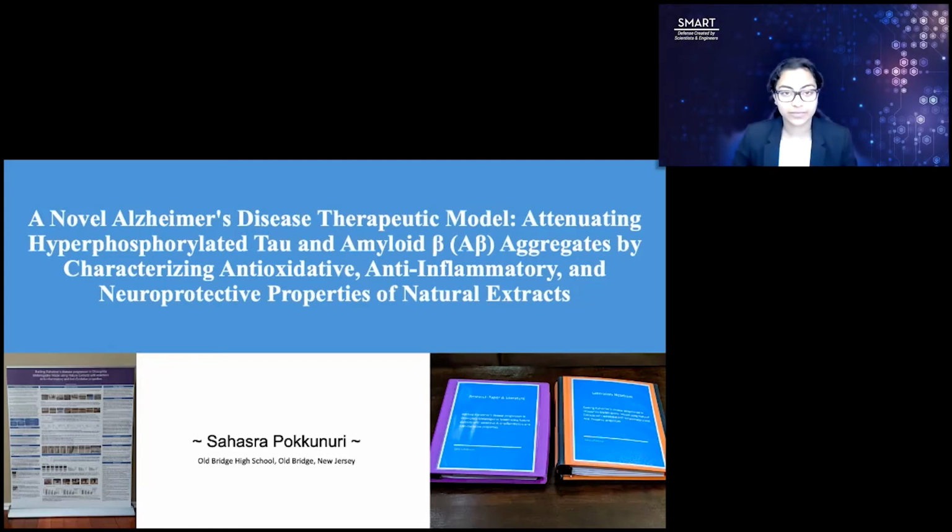Hi, I'm Sahasra Pokunuri, and my project is a novel Alzheimer's disease therapeutic model attenuating hyperphosphorylated tau and amyloid beta aggregates by characterizing antioxidative, anti-inflammatory, and neuroprotective properties of natural extracts.